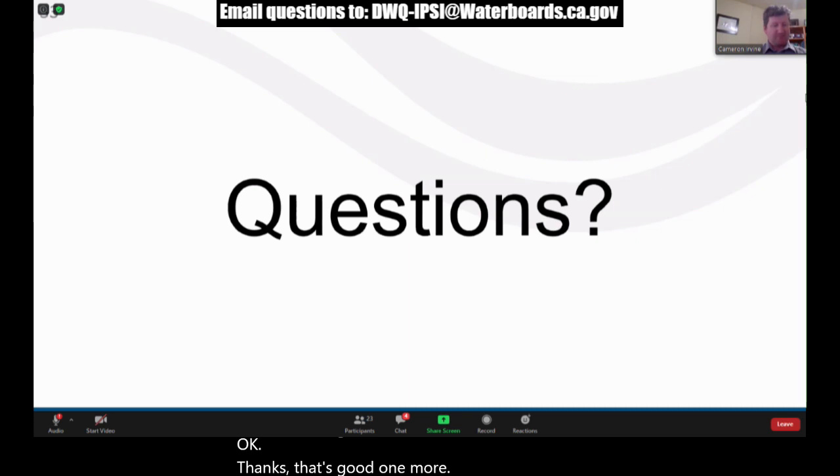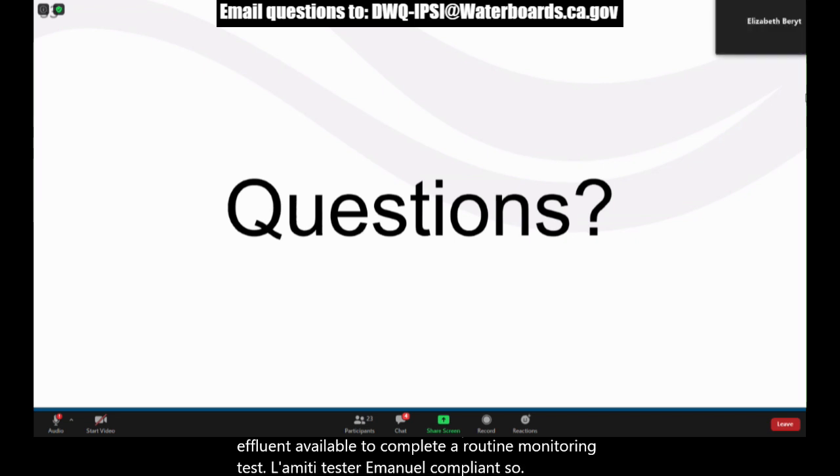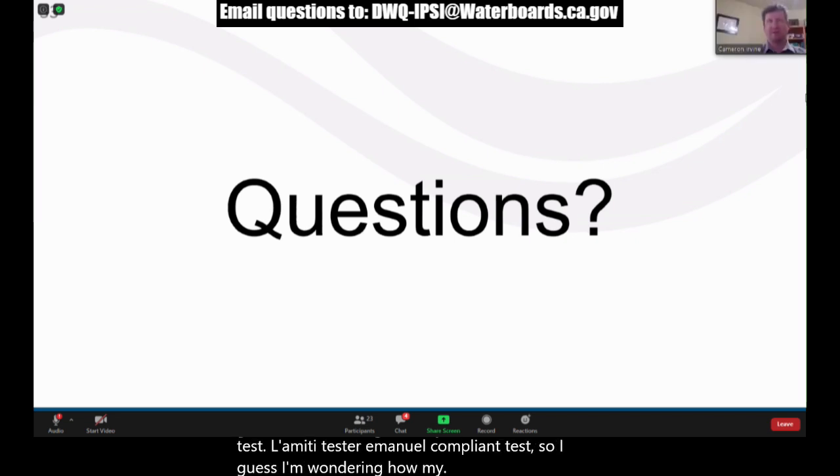Let's see. This is regarding toxicity reduction evaluations. Section IVB2H, at the end of the first paragraph, says that a TRE may also be required when there's no effluent available to complete a routine monitoring test, MMET test, or MMEO compliant test. So I guess I'm wondering, how might a TRE be required if there's no effluent available to conduct a TRE?